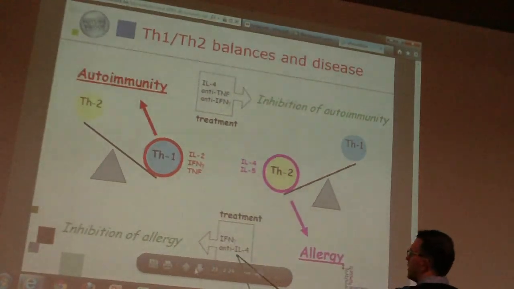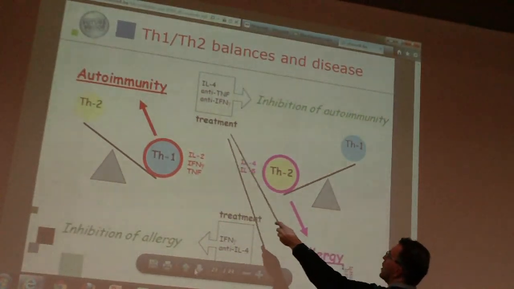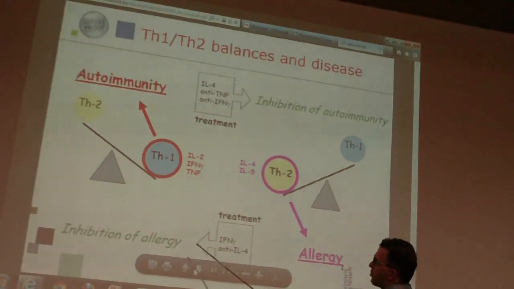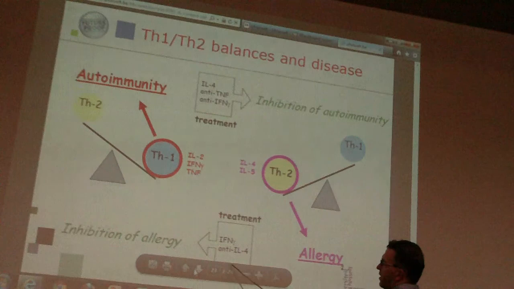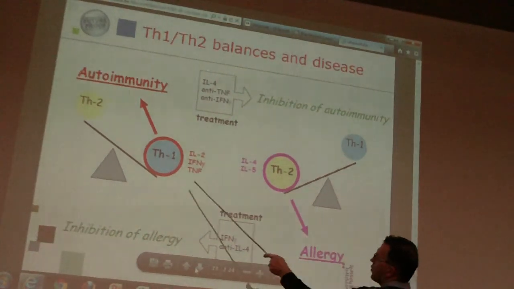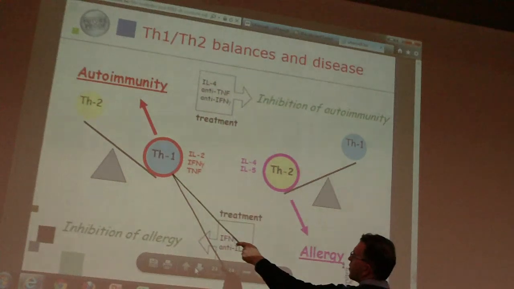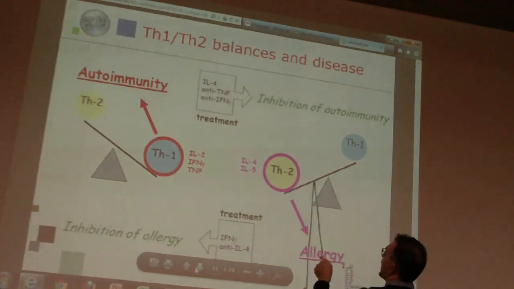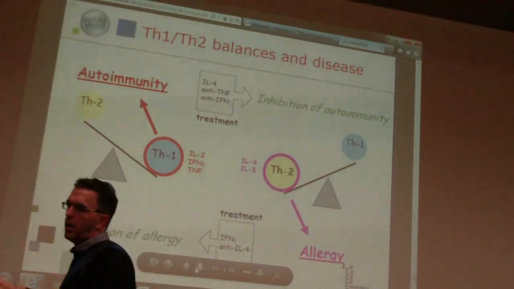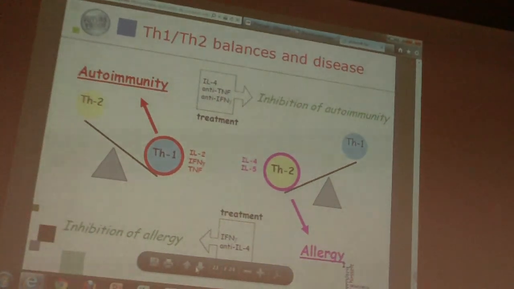And there are certain treatments, I already alluded to that. There are certain treatments using cytokines to get this back into line. So anti-IL-4 can be used to suppress your Th2 cell and to enhance your Th1 cell, bring it back to balance, and the other way around for autoimmunity. But you have to be careful, for instance, for autoimmunity.